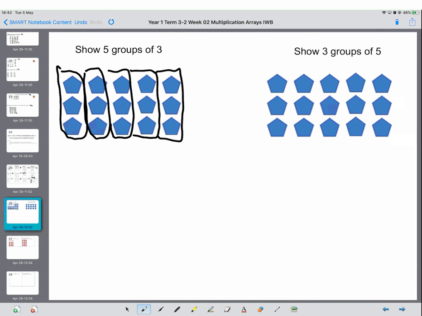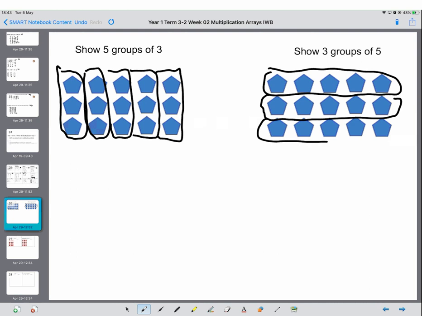Now 3 groups of 5, you've guessed it, has to be the other way around. So that's 1 group of 5. 2 groups of 5. 3 groups of 5. So are there the same number of pentagons on both sides? There are, and that's a total of 15 if you were asked to find that.